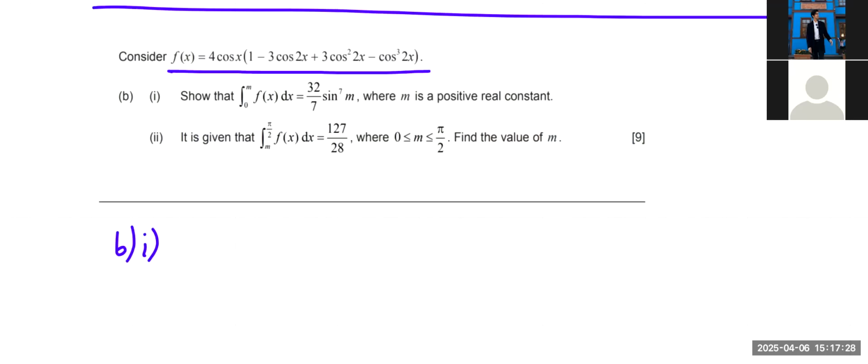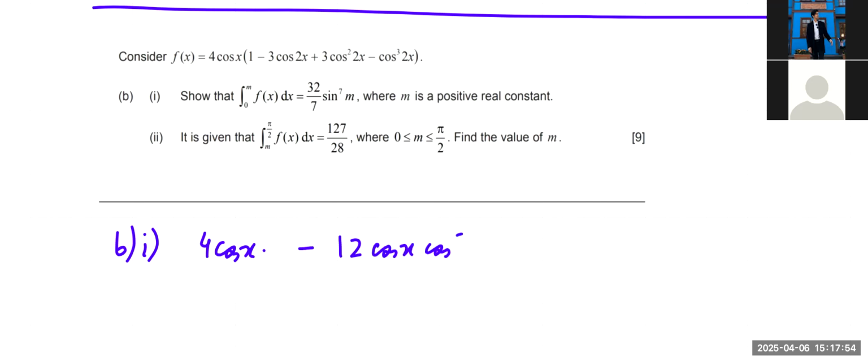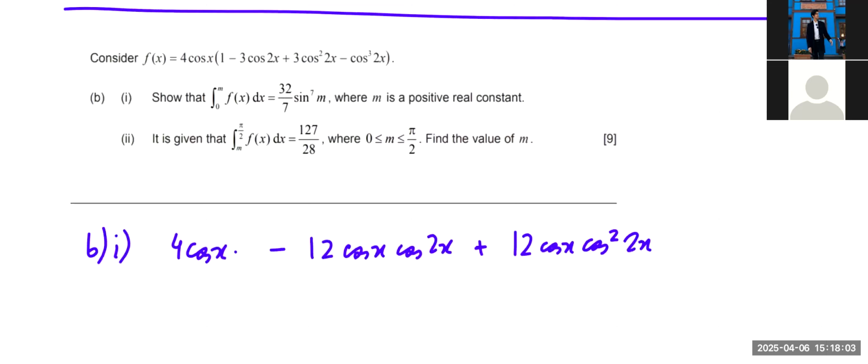So we have a function that's basically a product of 4 cosine x with a bunch of different cosine 2x as powers. Okay, let's maybe break it down into separate functions first. So 4 cosine x, and we have minus 12 cosine x cosine 2x, and then we have plus 12 cosine x cosine square 2x, and then we have minus 4 cosine x cosine cube 2x.